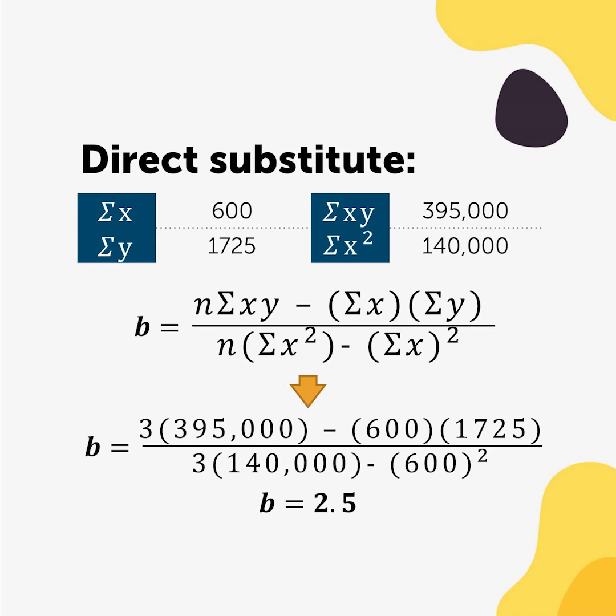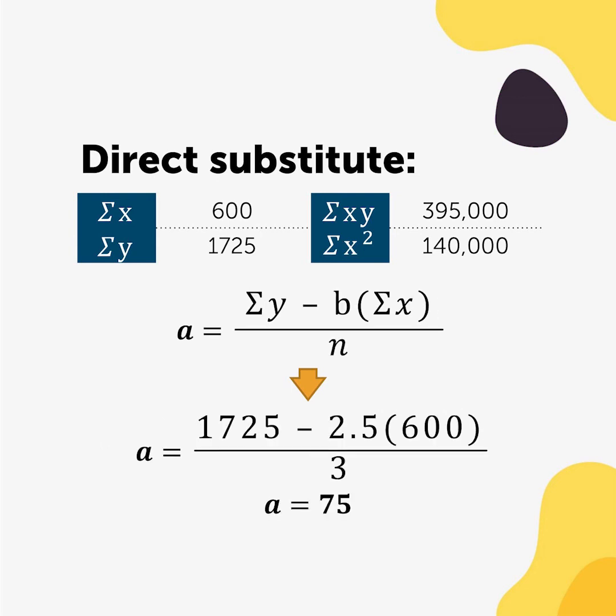B would also be 2.5. And to solve for the fixed cost, we simply have to apply the same procedure. This is more on substitution. So, A is equal to A bex divided by N. Summation of Y is 1,725 less B times summation of X. So, 600 times yung na-compute mo na B kanina, which is 2.5. All over 3, the number of observations. As you can see, same lang din talaga siya with the A na bex, X ab x thing, 75.